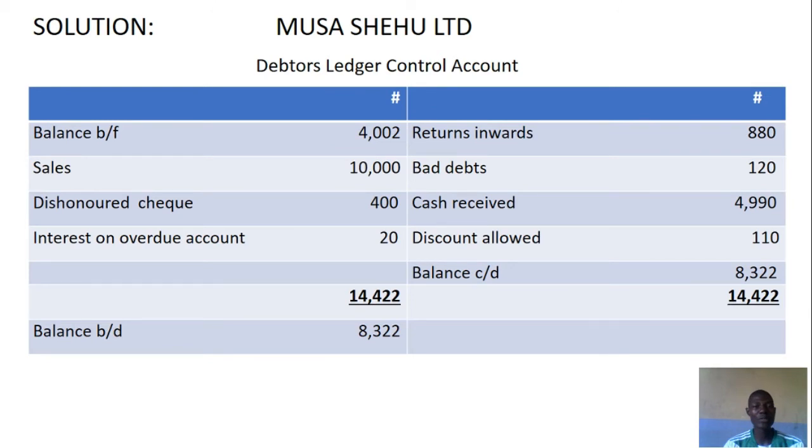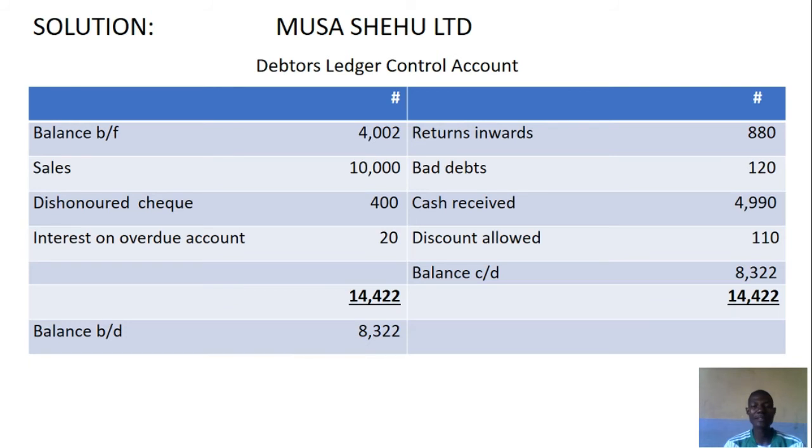The next thing is the sales note. The sales here is credit sales. You can also have in the question sales daybook or sales journal. The amount is 10,000 naira. We have dishonored check or customers check dishonored 400 naira. Then we have interest on overdue account 20 naira. We move straight to the credit side.